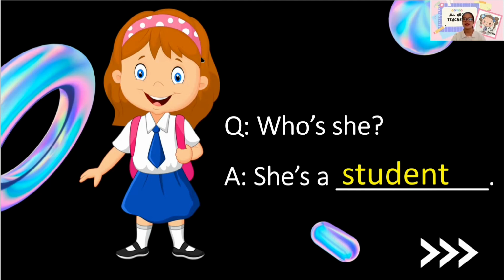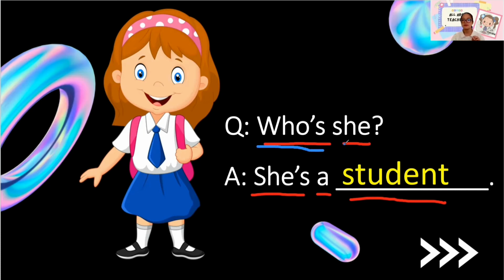All right. So let's say the question and the answer slowly and properly. Let's begin here. Who's she? Perfect. And the answer is, she is a student. Perfect. Again, who's she? Very good. Now, I want you guys to say this one by yourself.